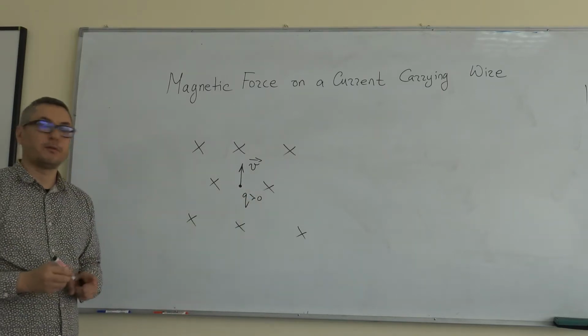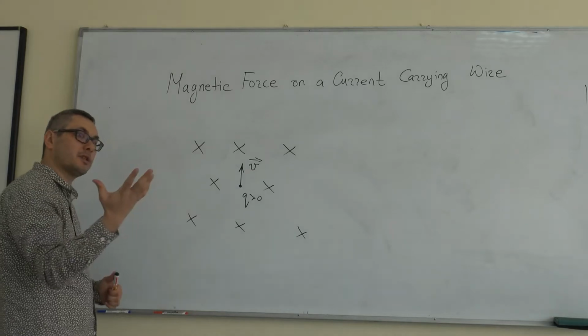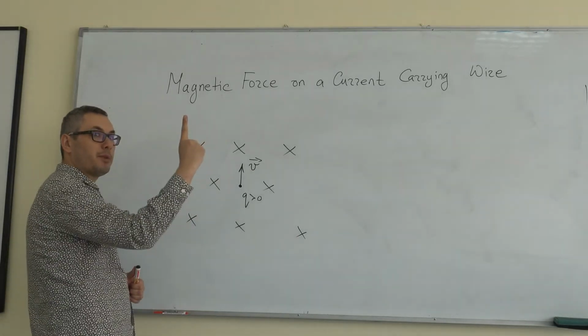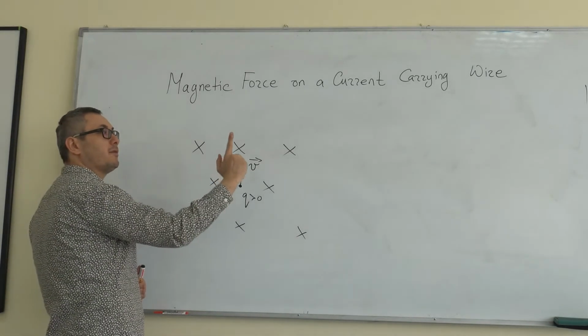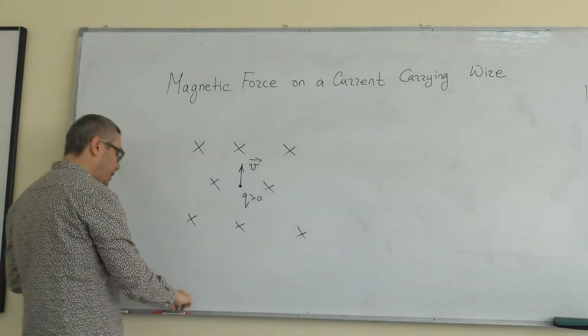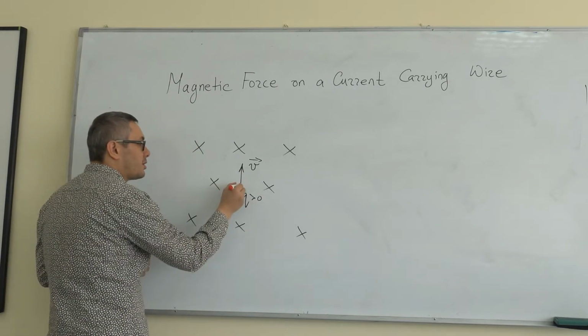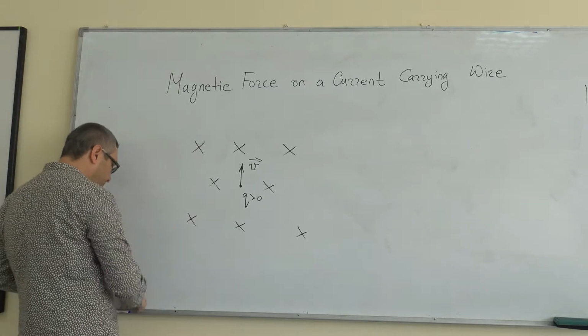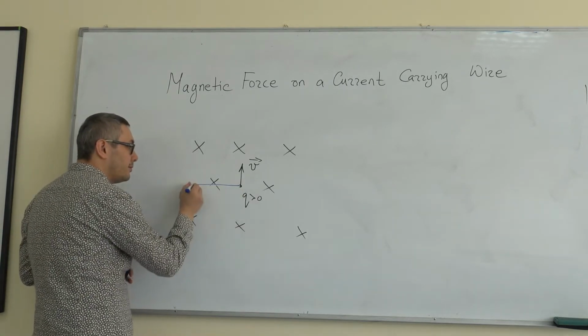What is the direction of the force here? Well, we're using the right hand rule. V is pointing up, index finger, B is into the board, middle finger, F is pointing towards me. So the force acting on this positive charged particle is pointing this way.